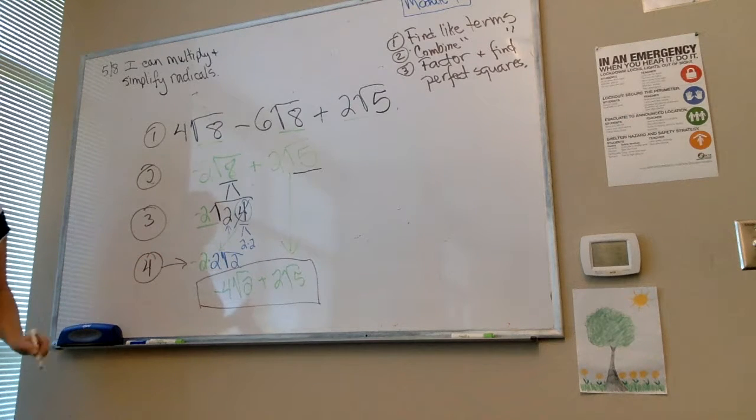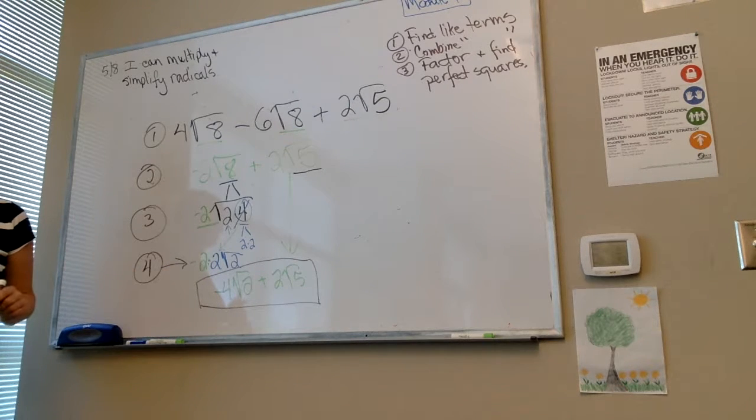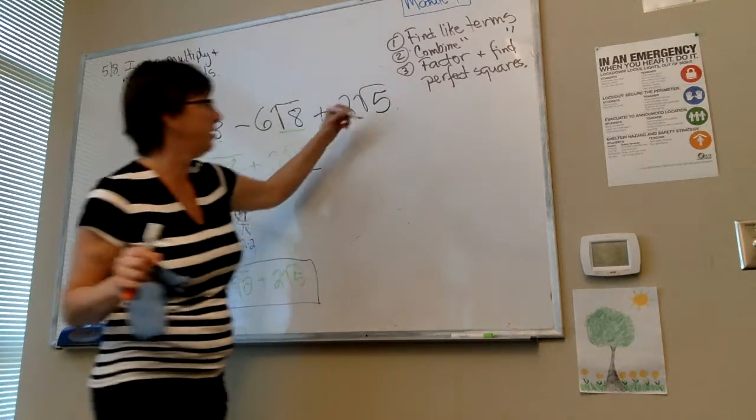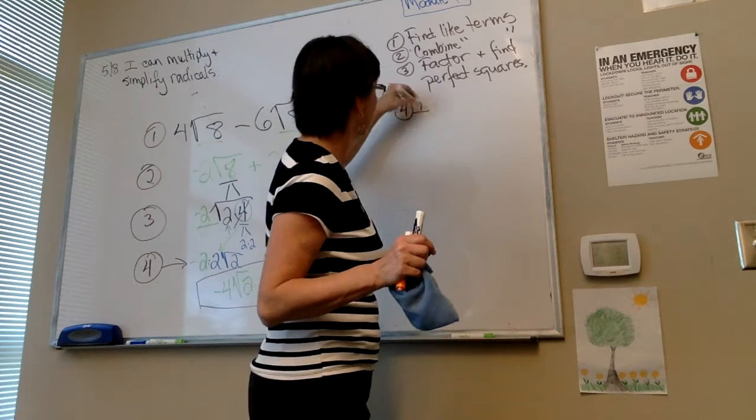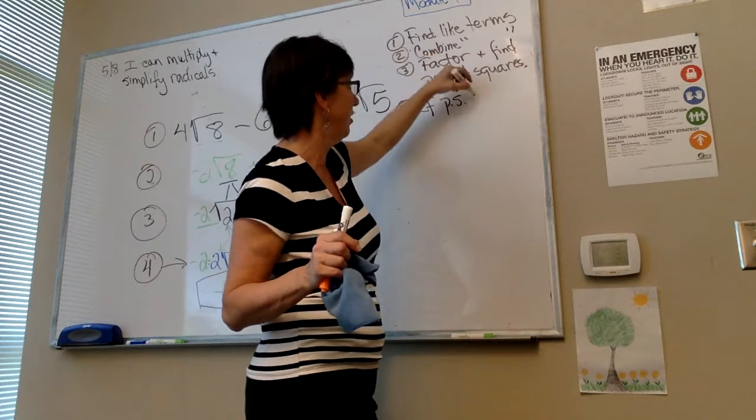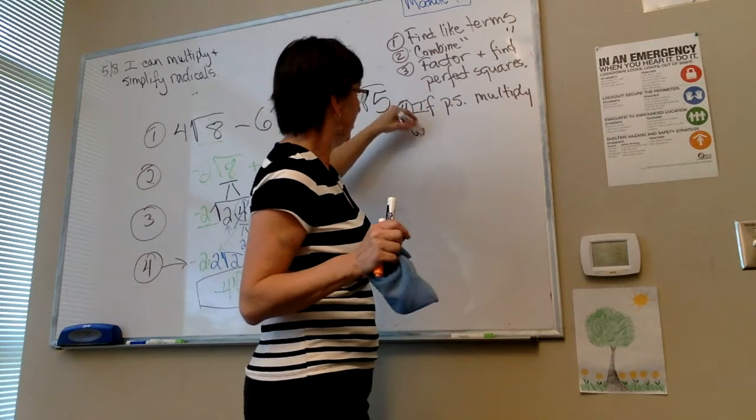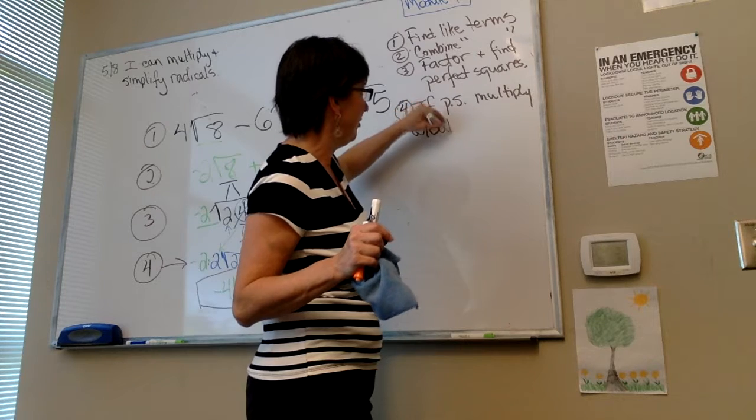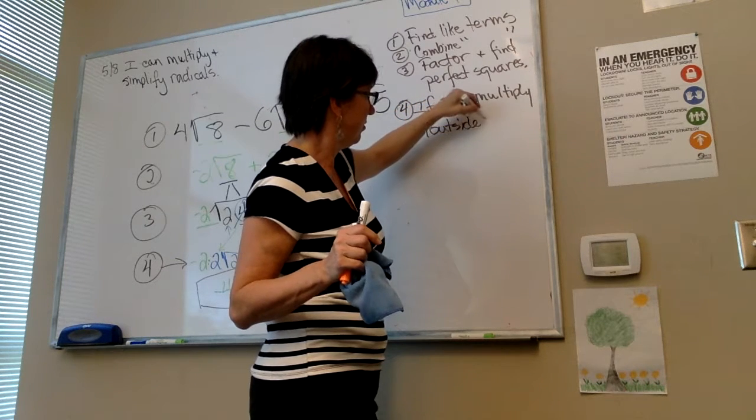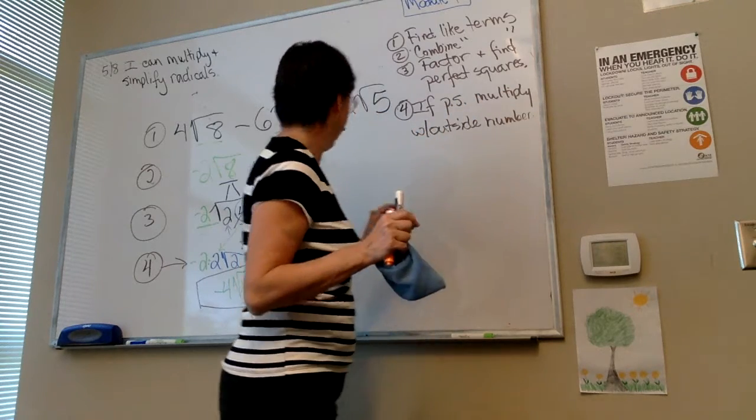How would you describe this? Yes. So if a perfect square, I'm just going to write PS for perfect square, multiply with the outside coefficient. Or we could say outside number. Okay, that's this.